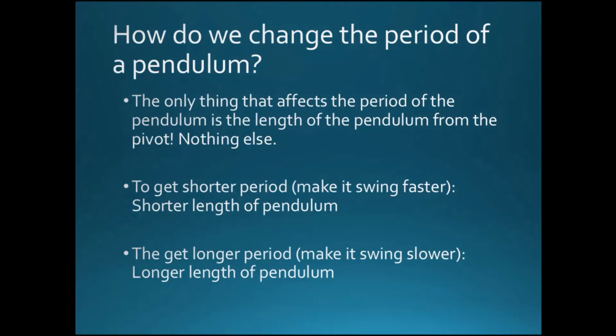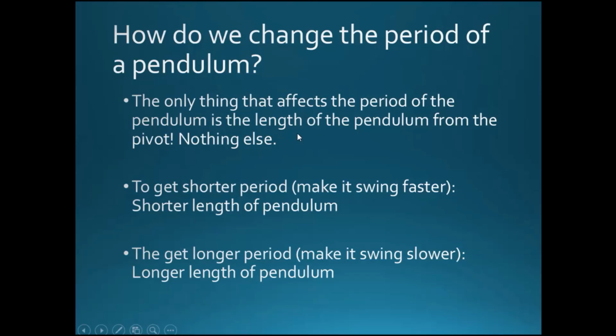Now, they may ask you, can we make the pendulum swing faster or swing slower? Is it possible? Then do we change the size of the bob or the weight of the bob? The only thing that affects the period of a pendulum, which is the time taken for it to swing one oscillation, is the length of the pendulum, which means how long it is. Nothing else changes it. The mass of it doesn't change. It can be 1 kg or 1 gram. It will still swing with the same period if the lengths are the same.